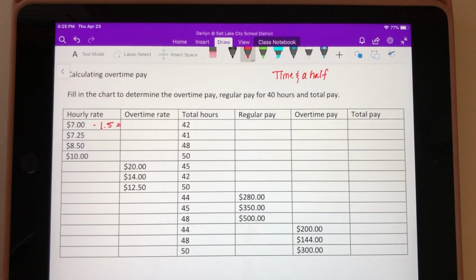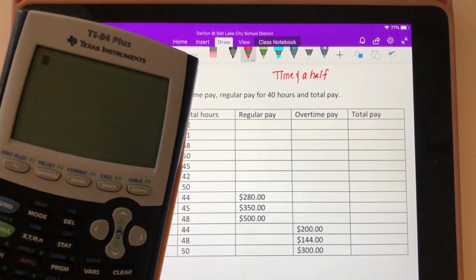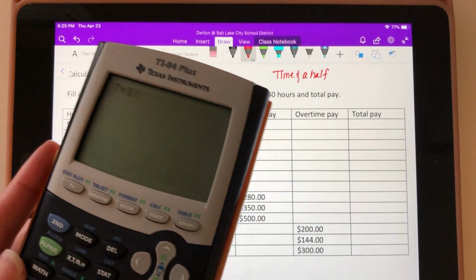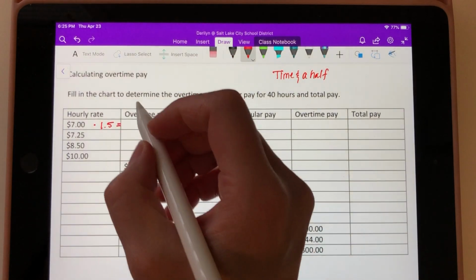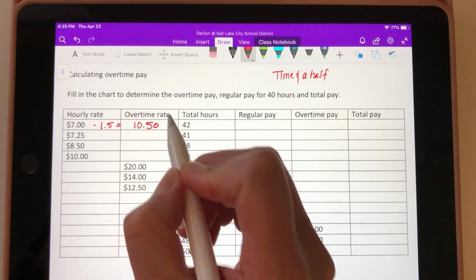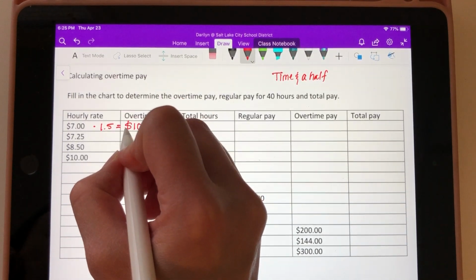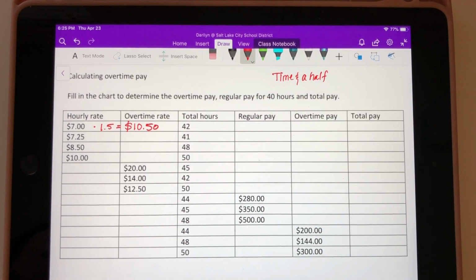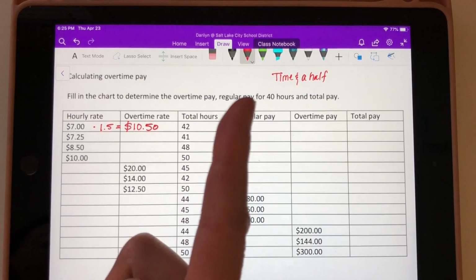So I'm going to figure out the hourly overtime rate if you made $7 an hour. So I get 7 times 1.5, and I get $10.5. That means you should be getting paid $10.50. I'm always going to put two numbers after the decimal because I'm dealing with money. You should be getting paid $10.50 for every hour past 40 hours you work in a single week.